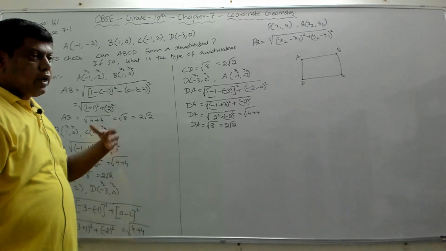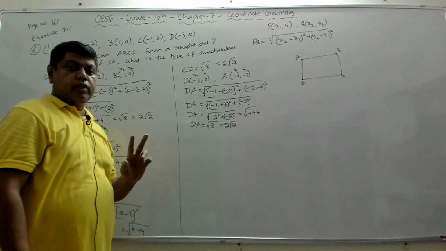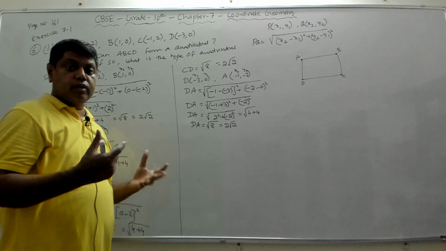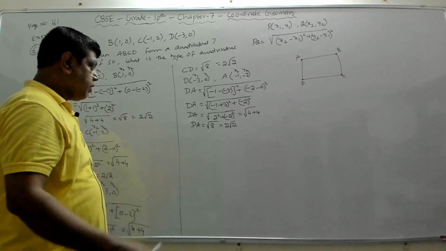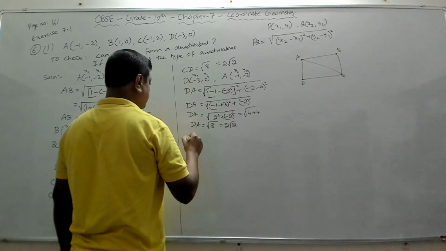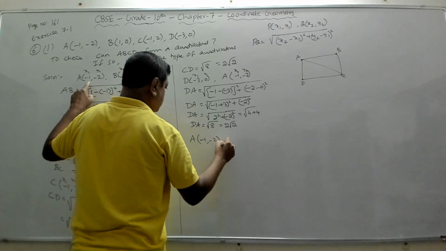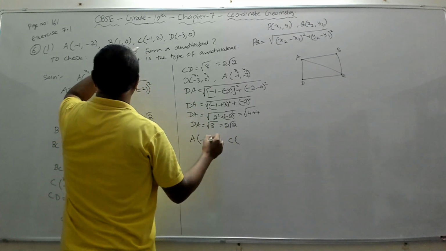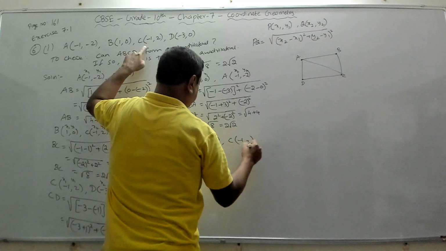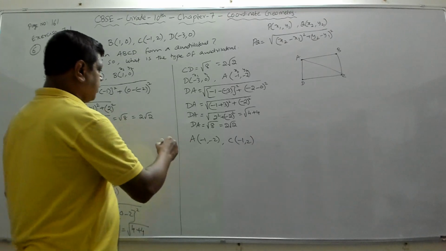We will find the diagonals also. If the lengths of the diagonals are the same, then we can say that it's a square. So let's find the diagonal AC. Let's find the distance between A and C. Point A is (-1, -2) and C is (-1, 2).